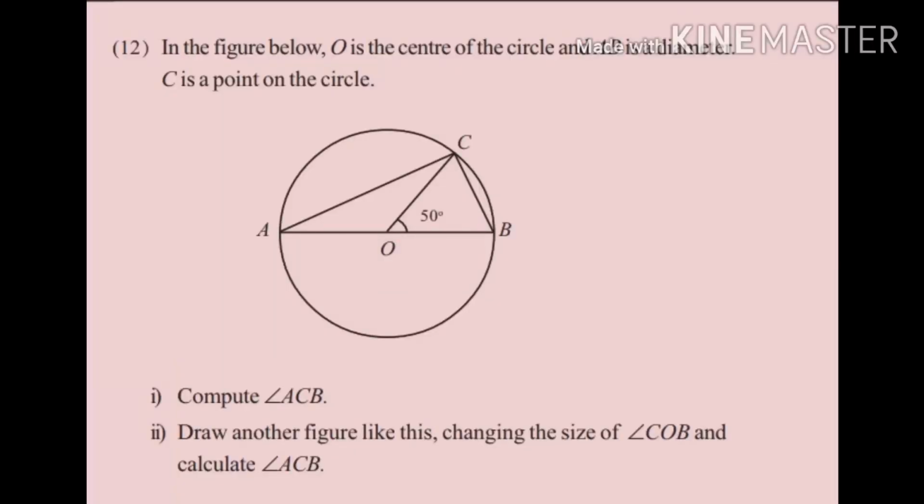Next is question number 12. In the figure below, O is the center of the circle and C is a point on the circle. AB is the diameter. First sub question, compute angle ACB. Second sub question is draw another figure like this, changing the size of angle COB and calculate angle ACB.